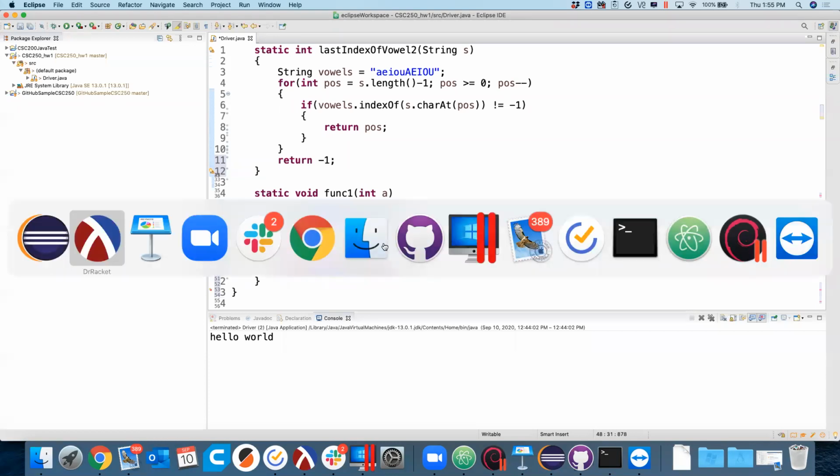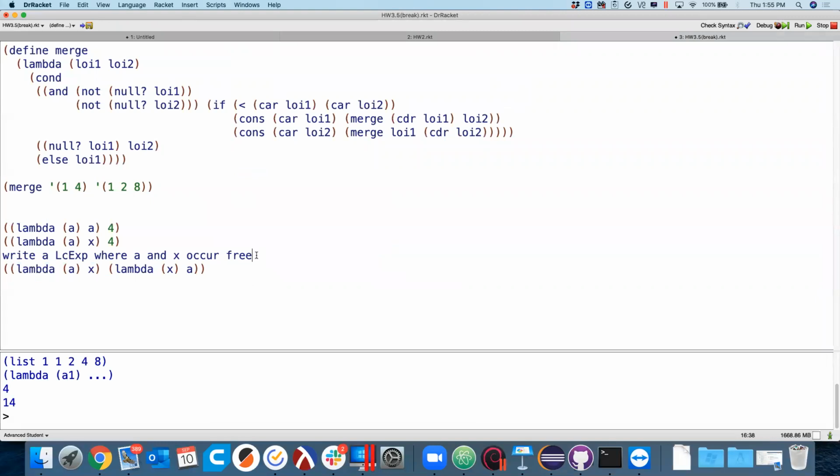Okay. Now, write a lambda calculus expression where A occurs free and bound. One lambda calculus expression where A occurs both free and bound.